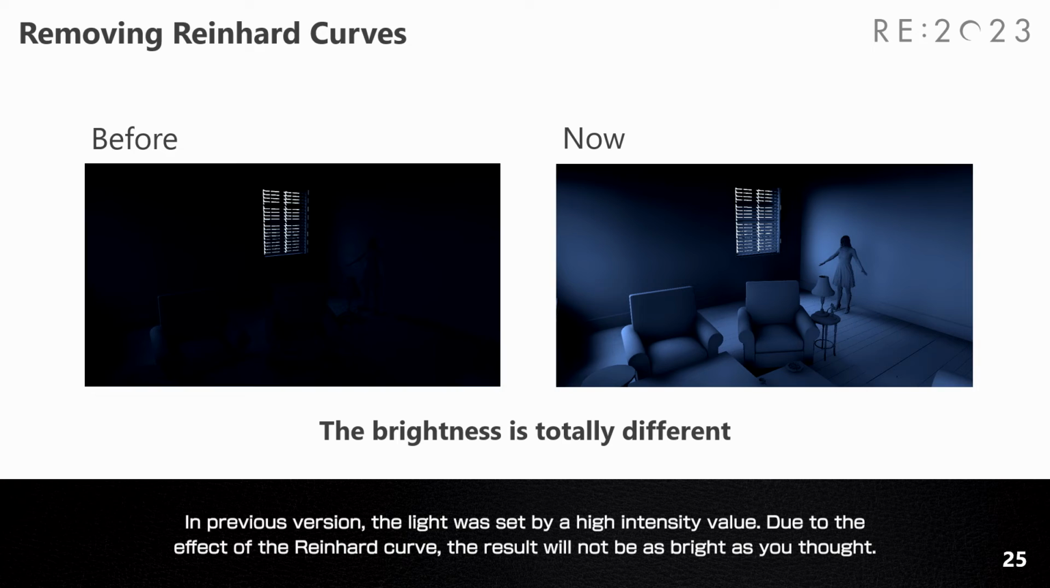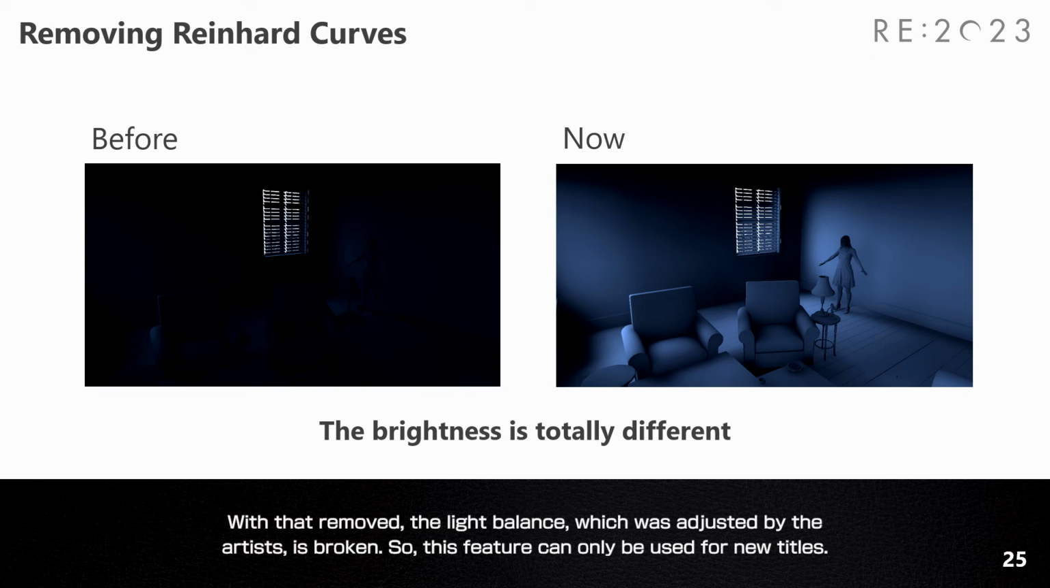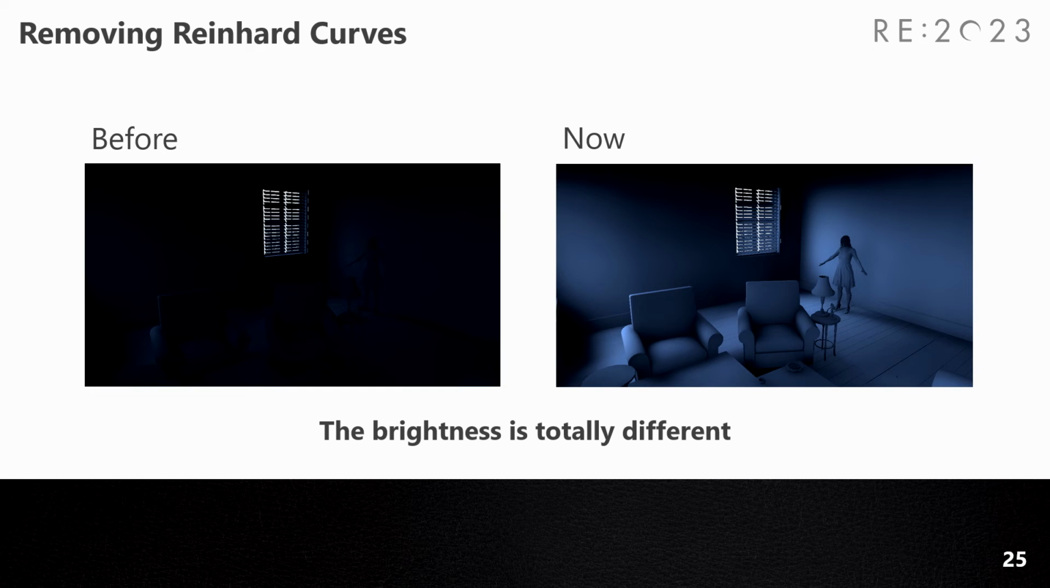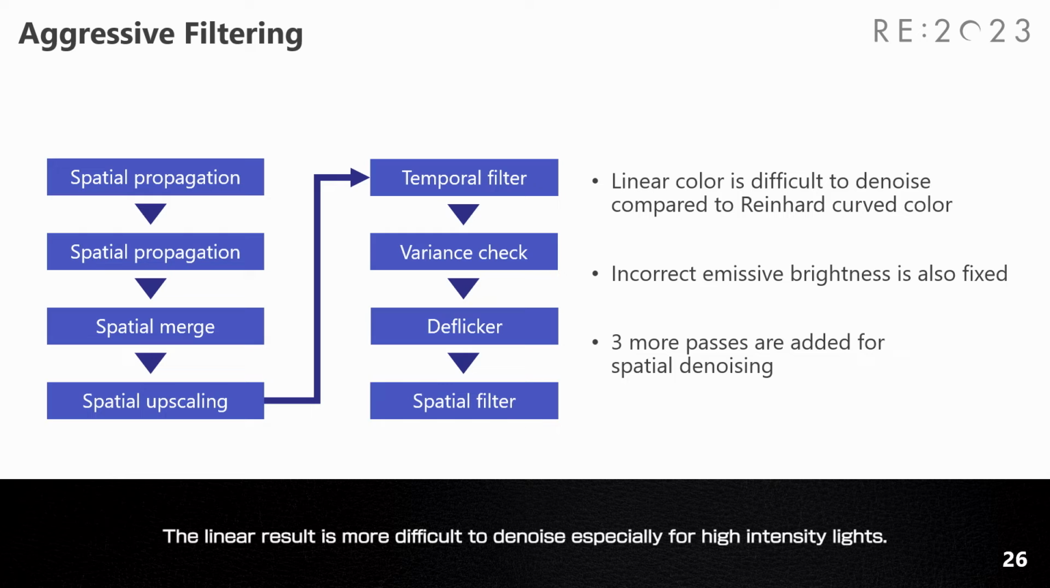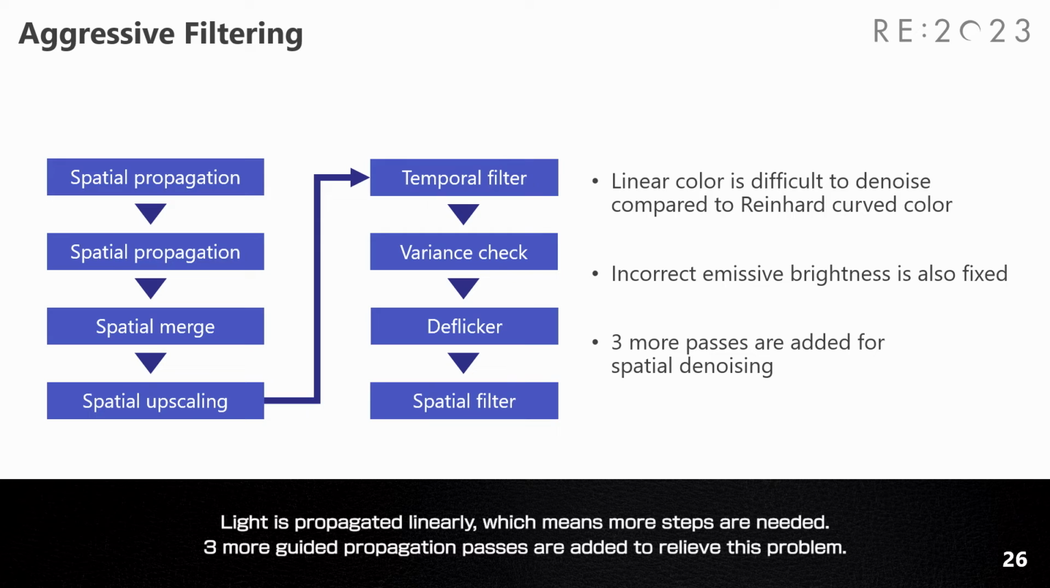In the previous version, the light was set by a high intensity value. Due to the effect of the Reinhard curve, the result would not be as bright as you thought. With that removed, the light balance, which was adjusted by the artists, is broken. So, this feature can only be used for new titles. The linear result is more difficult to denoise, especially for high-intensity lights. Light is propagated linearly, which means more steps are needed. Three more guided propagation passes are added to relieve this problem.